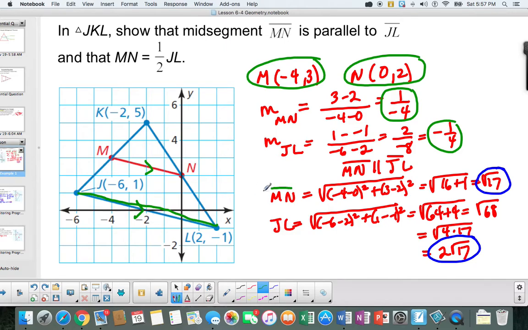Now I'm going to find the distance, and the distance is √17 using the distance formula. And then I find JL, and I find that it's √68, which is the same thing as √4 times 17, which simplifies to 2 √17. So this is 2 times bigger than this. So this has a 2-to-1 ratio. JL to MN has a 2-to-1 ratio, or you can say this is 1/2 of this.